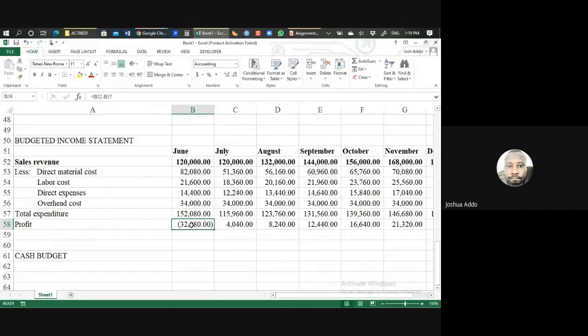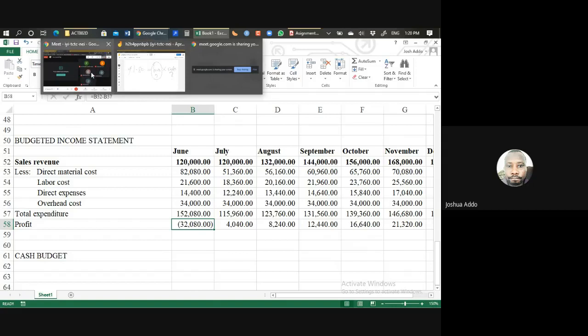Why do we have to prepare a cash budget, even though we have our profit, which is telling us how the business is doing? What will the cash budget do differently? What will it make us know that these other budgets are not making us know? Preparing the cash budget is very crucial. 2 marks if you get it correct. It's a question for all of us.